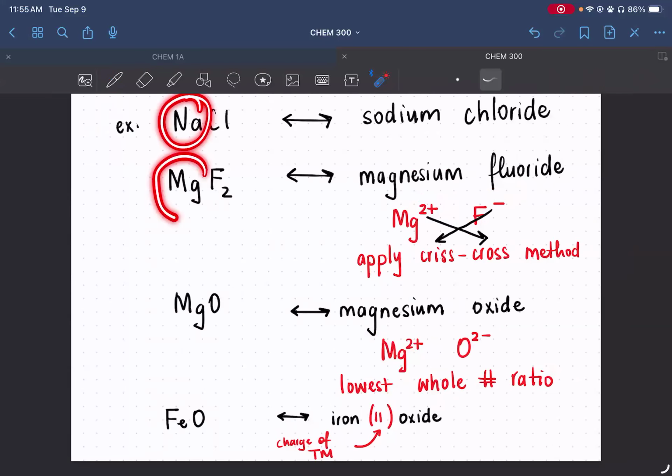What about something like sodium and magnesium? Well, those are in predictable groups. Group 1 is +1, group 2 is +2. It's when we're dealing with a variable atom we don't know, so we have to specify.